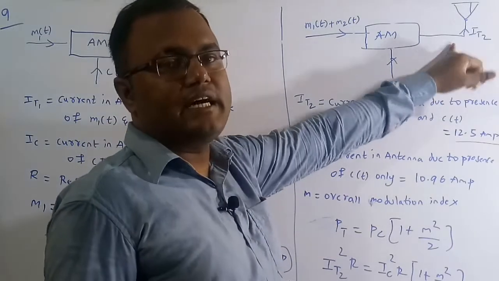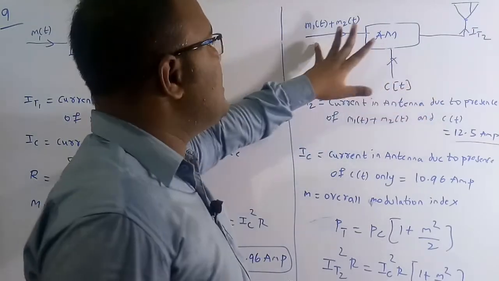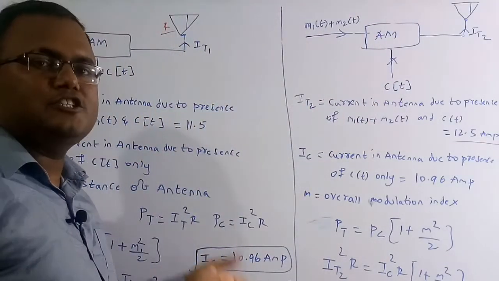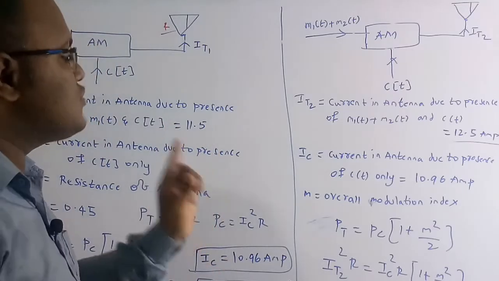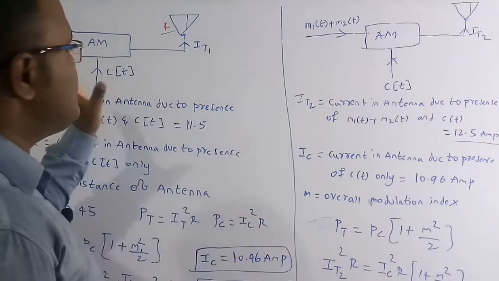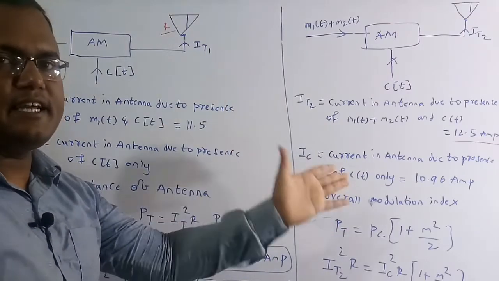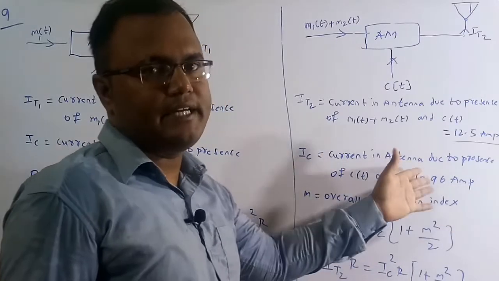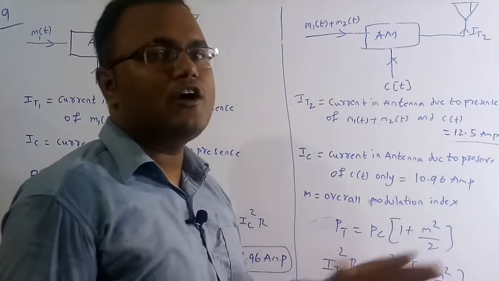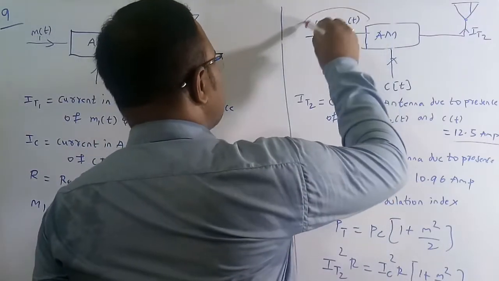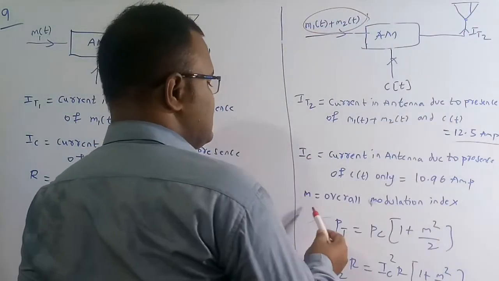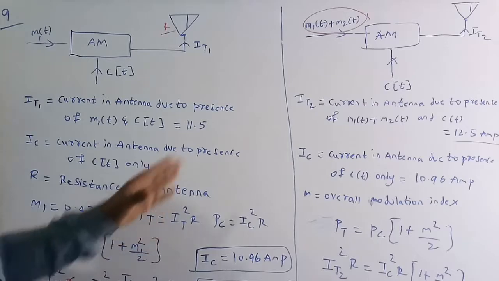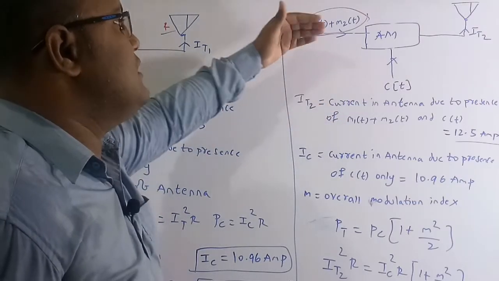Now IC is the current in the antenna due to the presence of only C of t, where M1 of t and M2 of t are absent, meaning 0. We already know IC is 10.96, because it is the current in the antenna with only C of t present, the same as in the first case. M is the overall modulation index of these two signals. In the previous case there was only one message signal, so the modulation index was M1, but here there are two signals, so the overall modulation index is M.